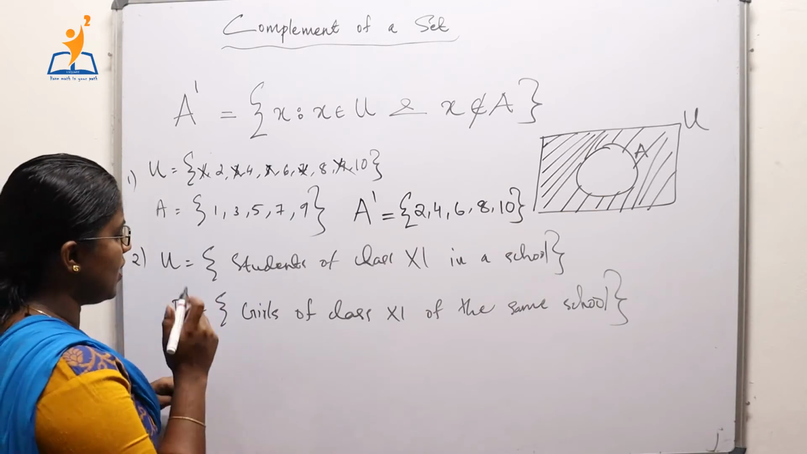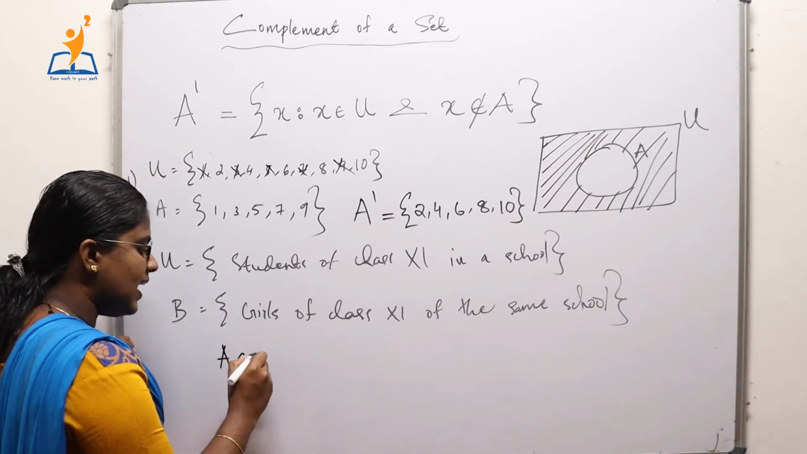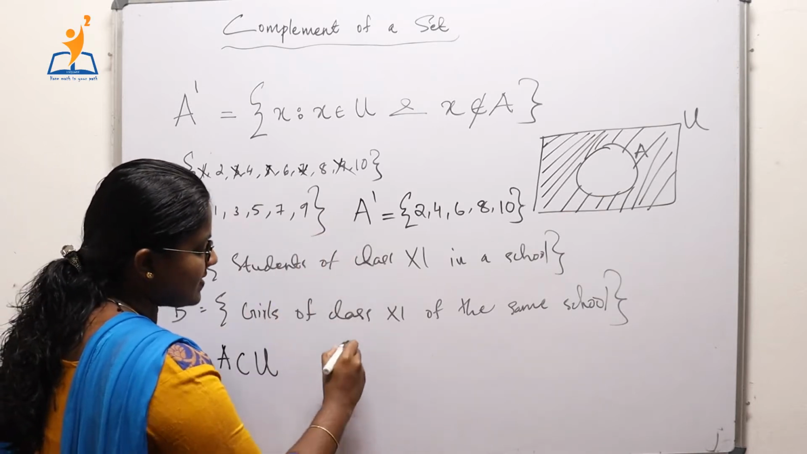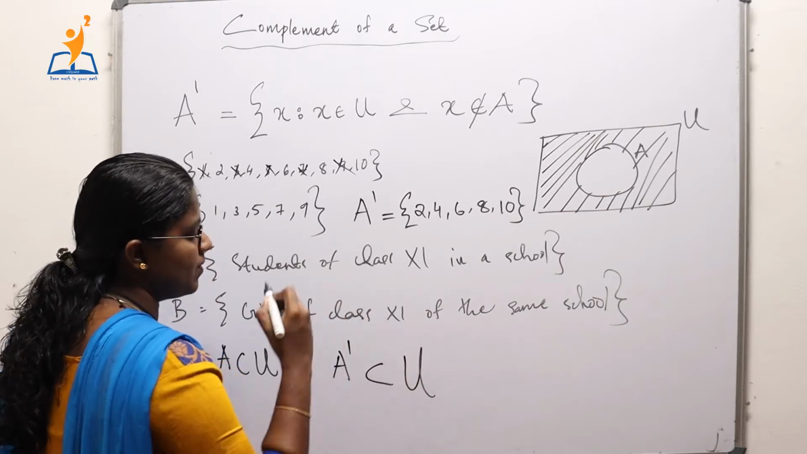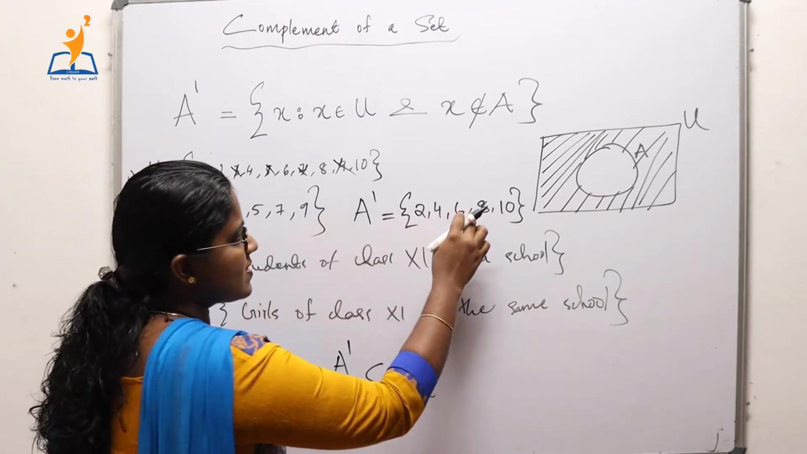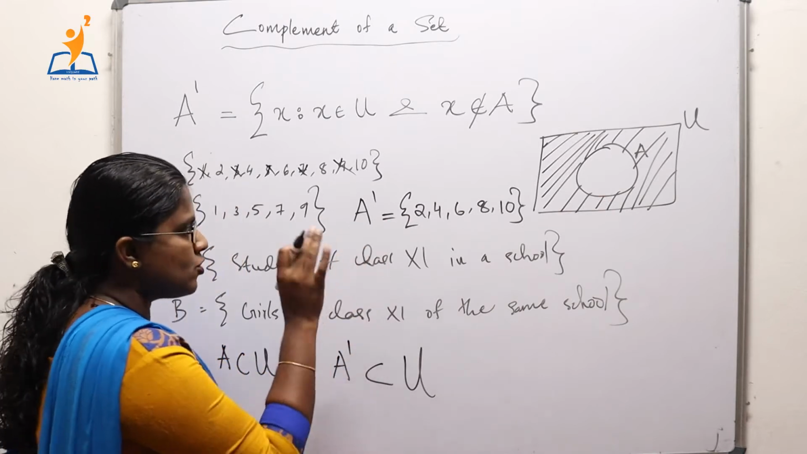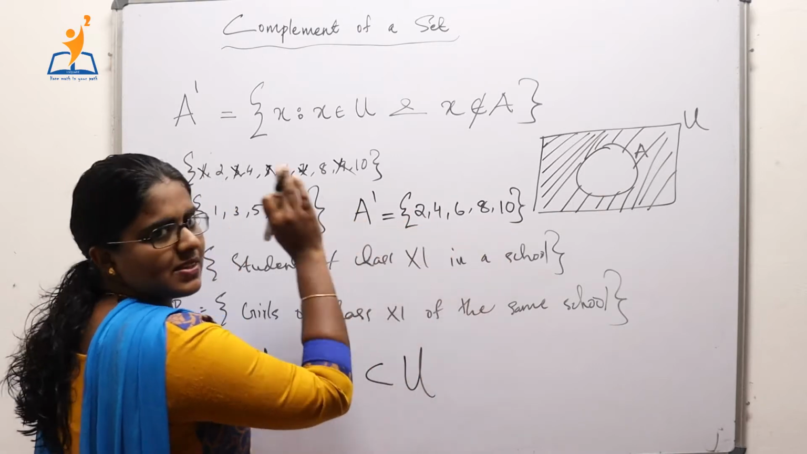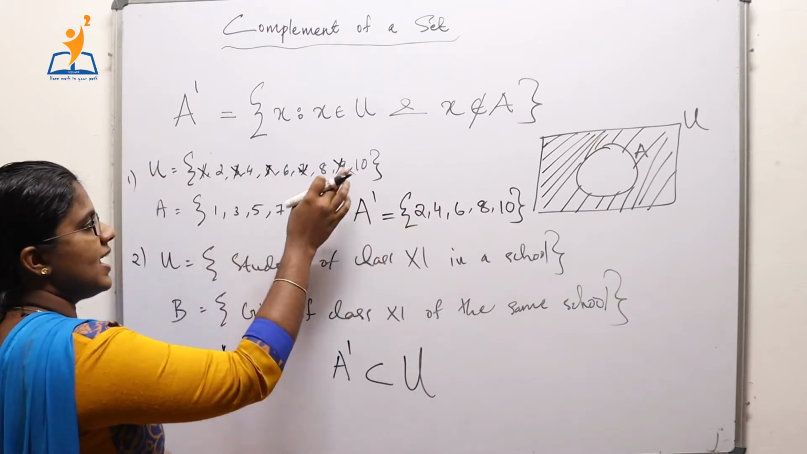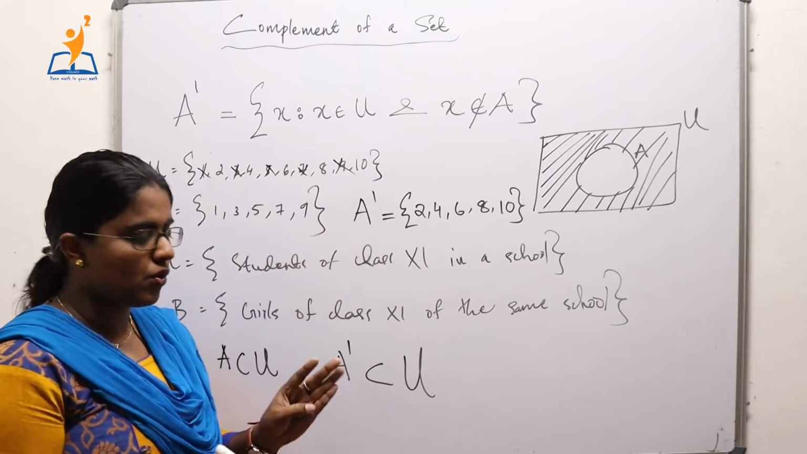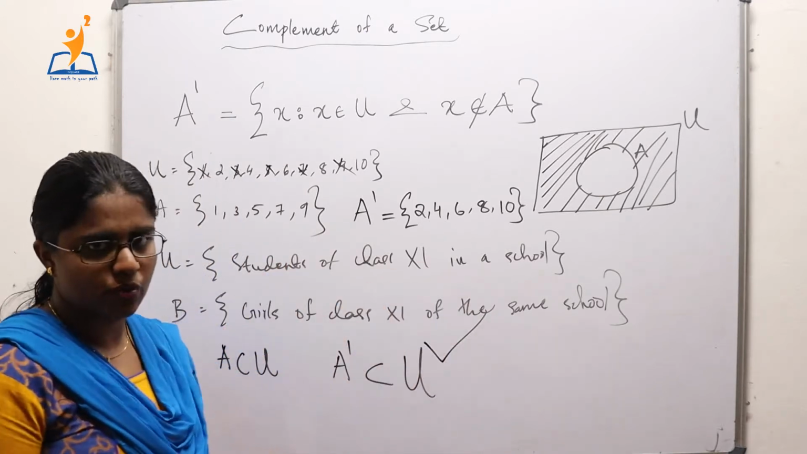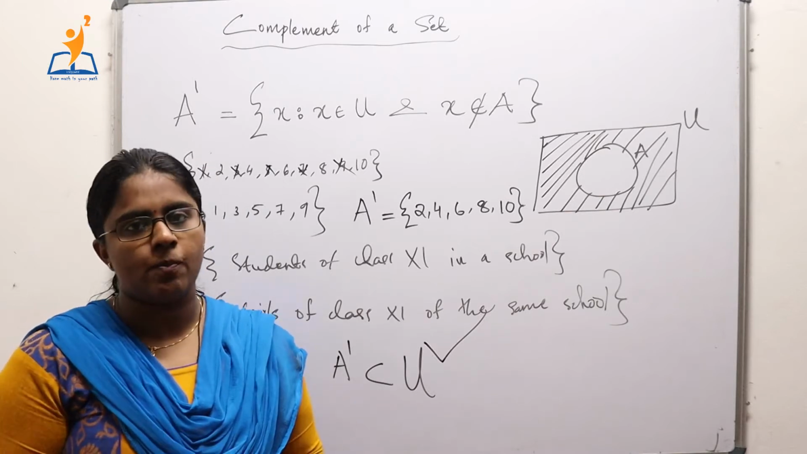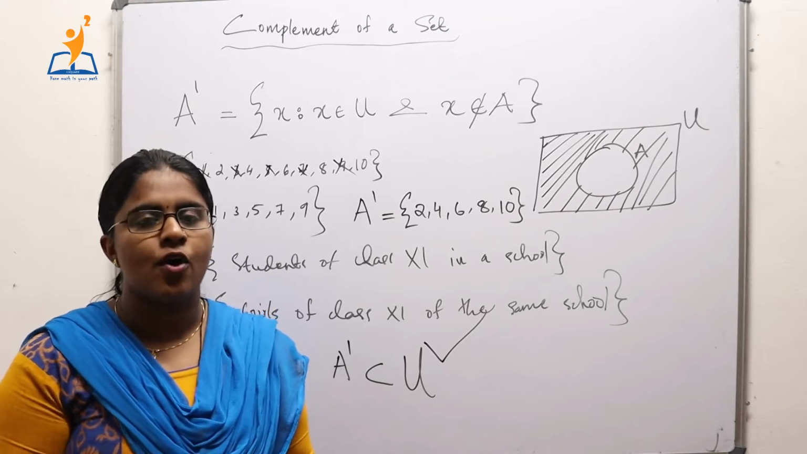And look into this question. A is, of course, always a subset of the universal set. Okay, what about A complement? Is A complement a subset of the universal set? Let's check. 2, 4, 6, 8 and 10 are in A complement. To check whether A complement is a subset of U, we want to find these elements in U. That is, 2, 4, 6, 8 and 10 are also there in U. So this statement is also true. So always remember that A and A complement are always subsets of U.